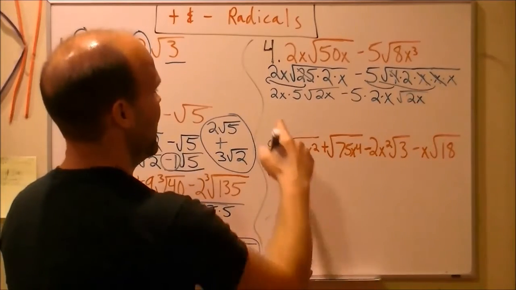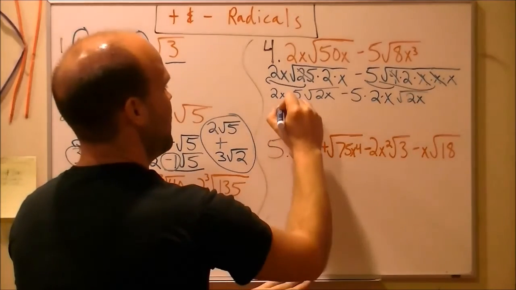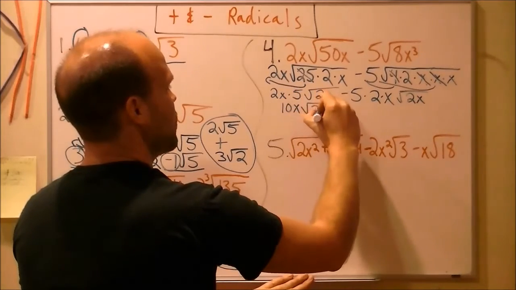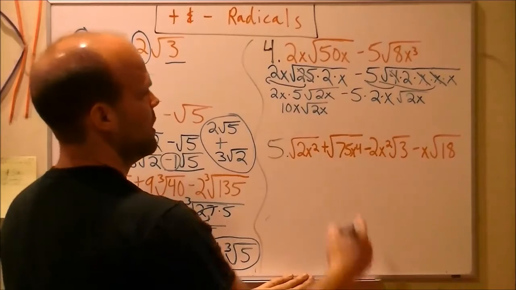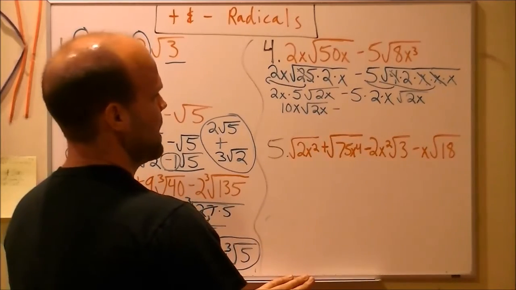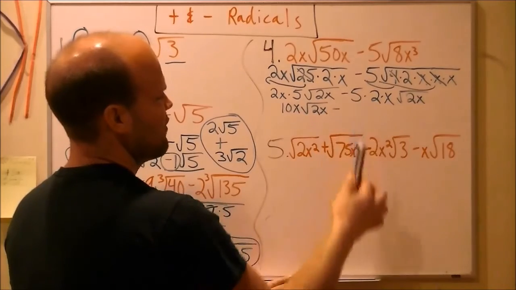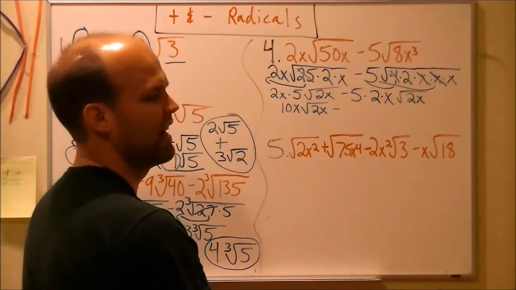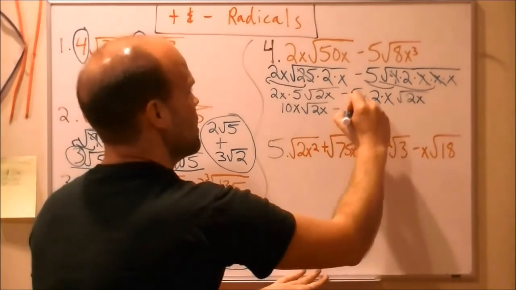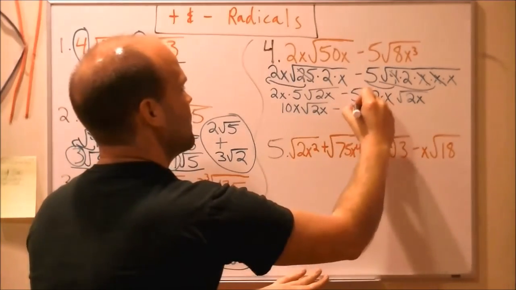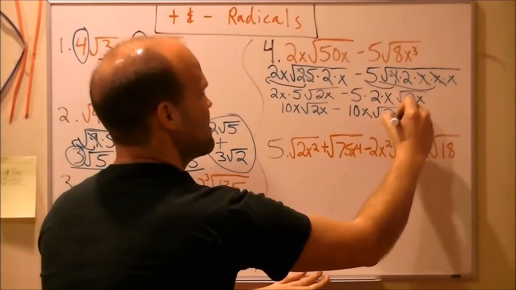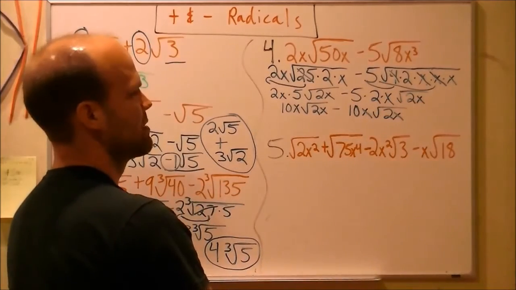Alright, so let's simplify. What's 2x times 5? 10x square root of 2x. Minus, so I can forget about the negative sign, minus, what's 5 times 2? 5 times 2 is 10. And what's 10 times x? 10x. And then lastly, base square root of 2x.